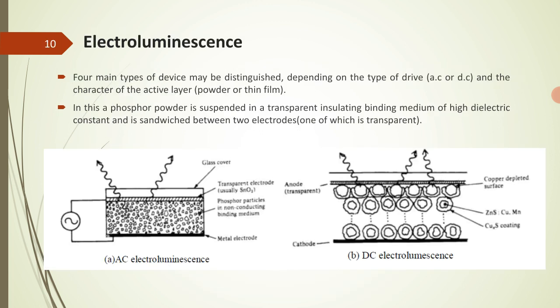The next type of luminescence is electroluminescence. It is classified based upon the type of drive into two types: one is AC electroluminescence, another one is DC electroluminescence. Here the phosphor powder is suspended in a transparent insulating binding material of high dielectric constant, and it is sandwiched between two electrodes. So here the two things are AC and DC.